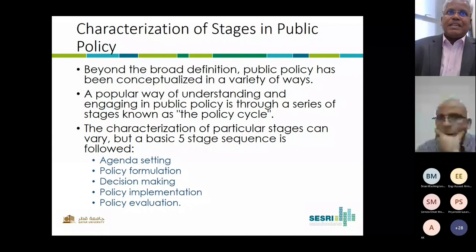The first is agenda setting, in which we set an agenda of the policy problem. The next stage is policy formulation, which is largely based on policy analysis, evidence synthesis. And the next stage is decision making.